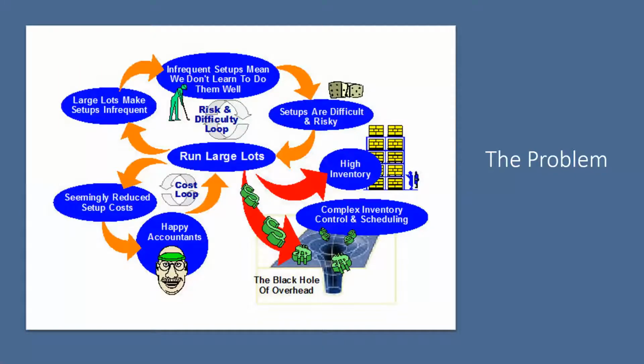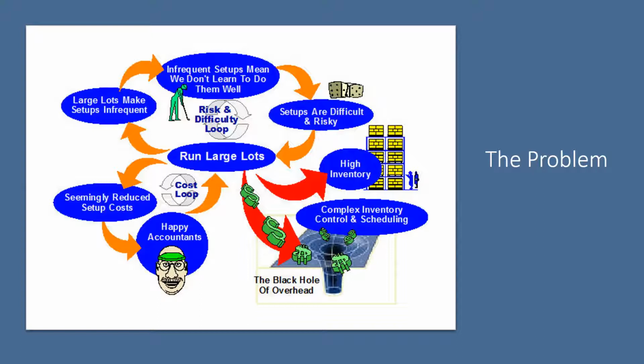So here's the problem. There are 2 loops there. One is the risk and difficulty loop with regard to changeovers. The idea is that we're going to run large lots, because large lots help us make setups infrequent. And because our setups are infrequent, we don't learn to do them all that well. And because we don't learn to do them well, the setups are difficult and risky. There has to be rework sometimes, there has to be redoing it, the whole 9 yards. So that's one loop, the risk and difficulty loop of why we run large lots.